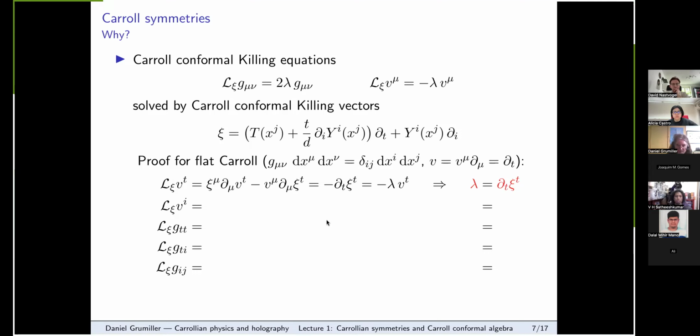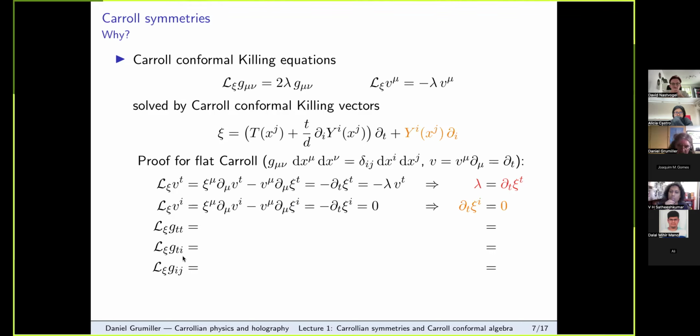So let me now prove this statement. I consider the flat Carroll background here. So the Carroll metric is just the Kronecker delta_ij, the spatial part, and the Carroll vector field ∂_t. If we solve the t component of that equation, this is just the commutator of ξ with v, and that has to be minus lambda v^t. And if you evaluate this, you just get minus ∂_t ξ^t. So this just gives an equation for lambda. So this lambda is not arbitrary. It has to be given by ∂_t ξ^t.